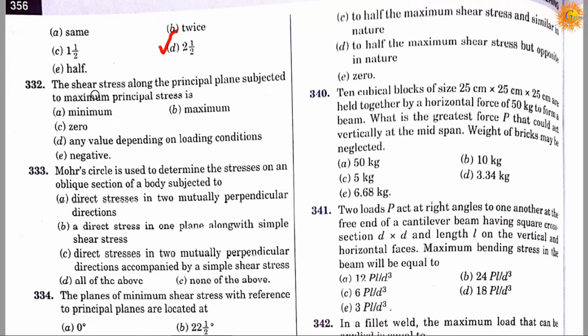332. The shear stress along the principal plane subjected to maximum principal stress is: option A is minimum, option B is maximum, option C is 0, option D is any value depending on loading conditions, and option E is negative. The correct answer is C, it will be 0.